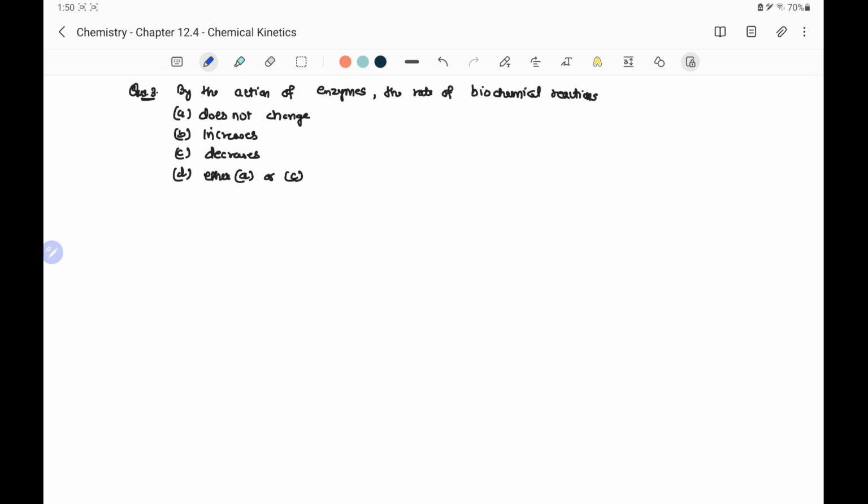Third question is, by the action of enzymes. Enzyme is a catalyst. So in presence of catalyst, the rate of the biochemical reaction will increase. So option B is the correct option.